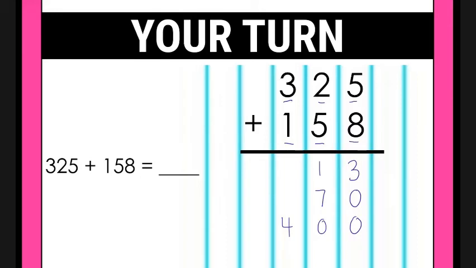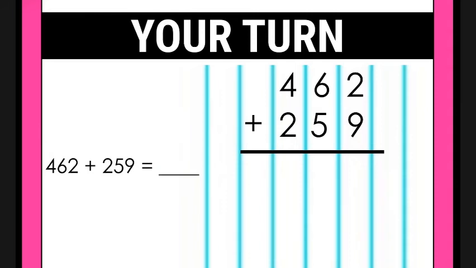Okay, now our next step, remember, is to combine all of our partial sums together. So we're going to add 13 plus 70 plus 400. My strategy is to start in the ones. 3 plus 0 equals 3. 1 plus 7 plus 0 equals 8. 0 plus 4 equals 4. So 325 plus 158 equals 483.